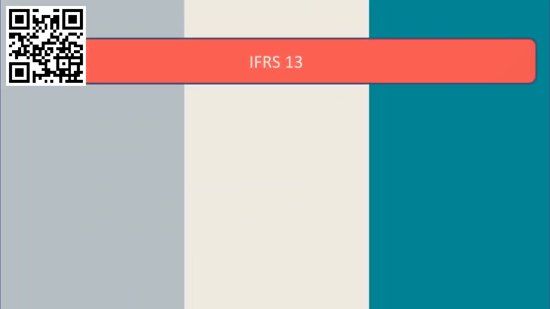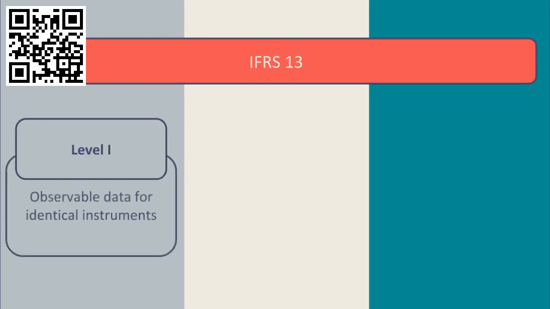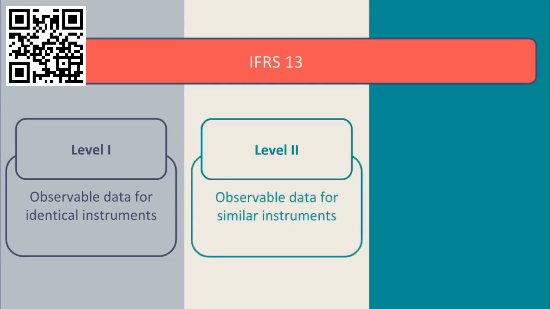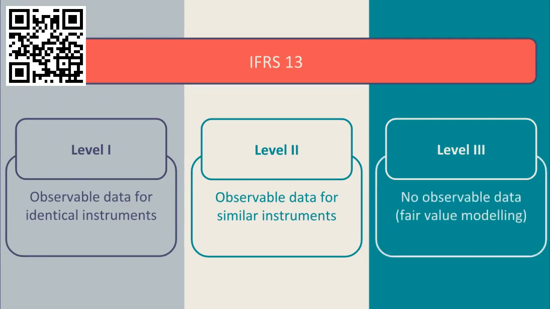So there we go, that's IFRS 13 in a nutshell, and thus we can see the key things to give consideration to. Level 1 is identical transactions for observable data. Level 2 is similar transactions for observable data, and level 3 is where there's no observable data, and thus we have to use a fair value model. And as we progress from level 1 to level 2 to level 3, we see the level of risk increasing.